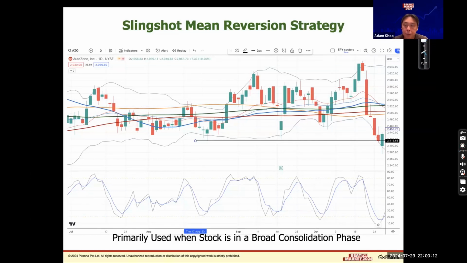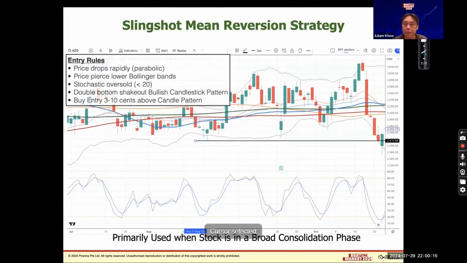So in this case, what are the entry rules of a slingshot? Number one rule, the price must drop rapidly, parabolic, which means a 90-degree drop. So over here, do we have a 90-degree drop? Yes. Okay, so that's rule number 1. You must see a 90-degree drop. Number 2, the price must pierce the lower Bollinger Bands. Over here, can you see that the price pierces the lower Bollinger Band? Yes.